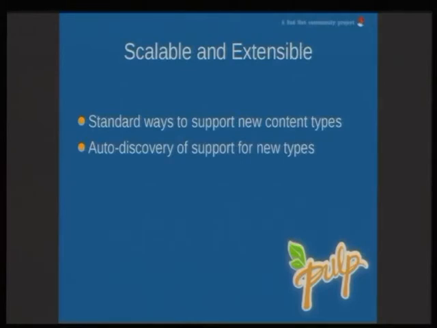Pulp is scalable and extensible. Pulp has a very flexible design. So our core features like synchronization and publish were implemented in a generic way, so you can extend it with plugins. A plugin will tell Pulp how to get content into Pulp and how exactly to get content out of Pulp. And once this plugin is installed, Pulp has the ability to auto-discover it automatically.